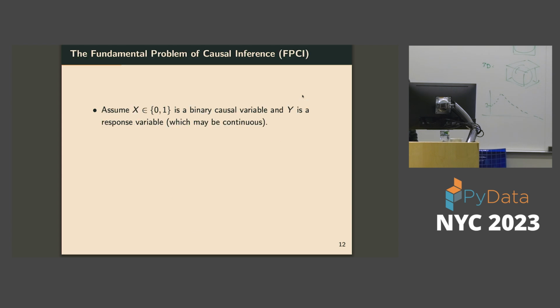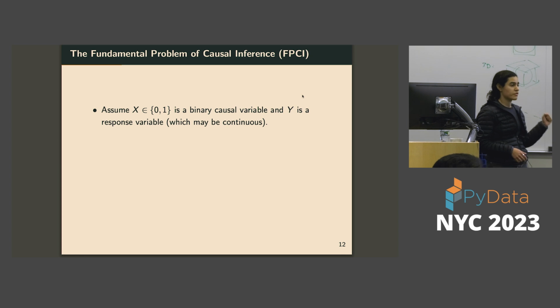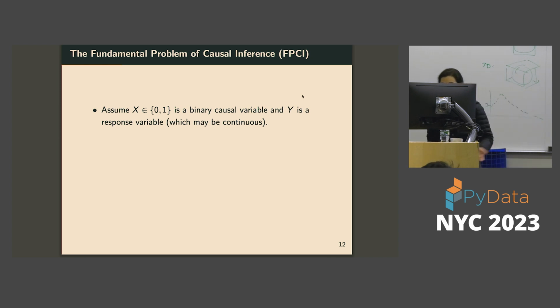So let's put some math to what we just talked about. Let's assume x to be a binary causal variable. So that means it can take two values. It can take a value 0 or 1. And so in the example that I just gave, x equals 0 is me not taking the headache pill, and x equals 1 is me taking the headache pill. Or x equals 1 in our trial is going through dynamic time of use pricing, and x equals 0 is going through flat pricing.